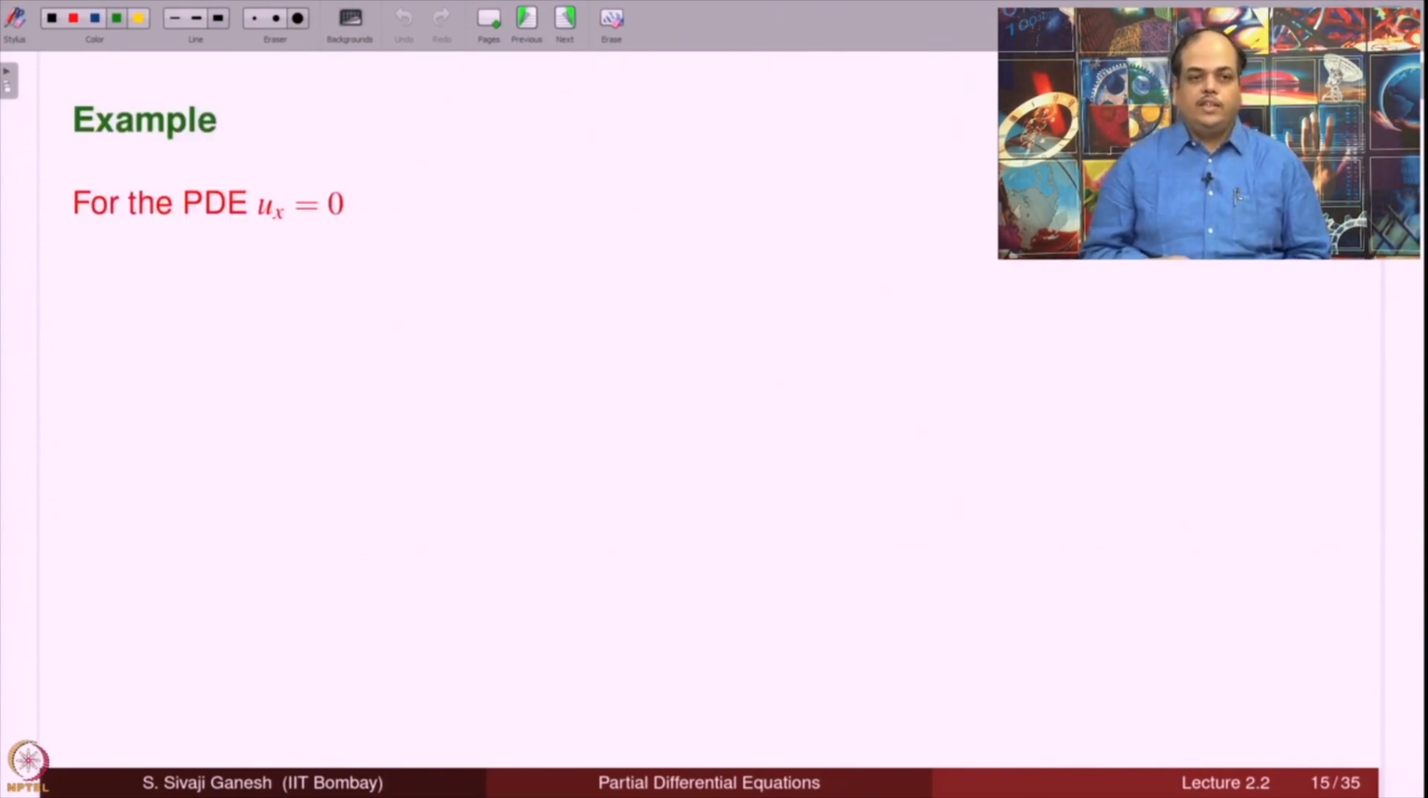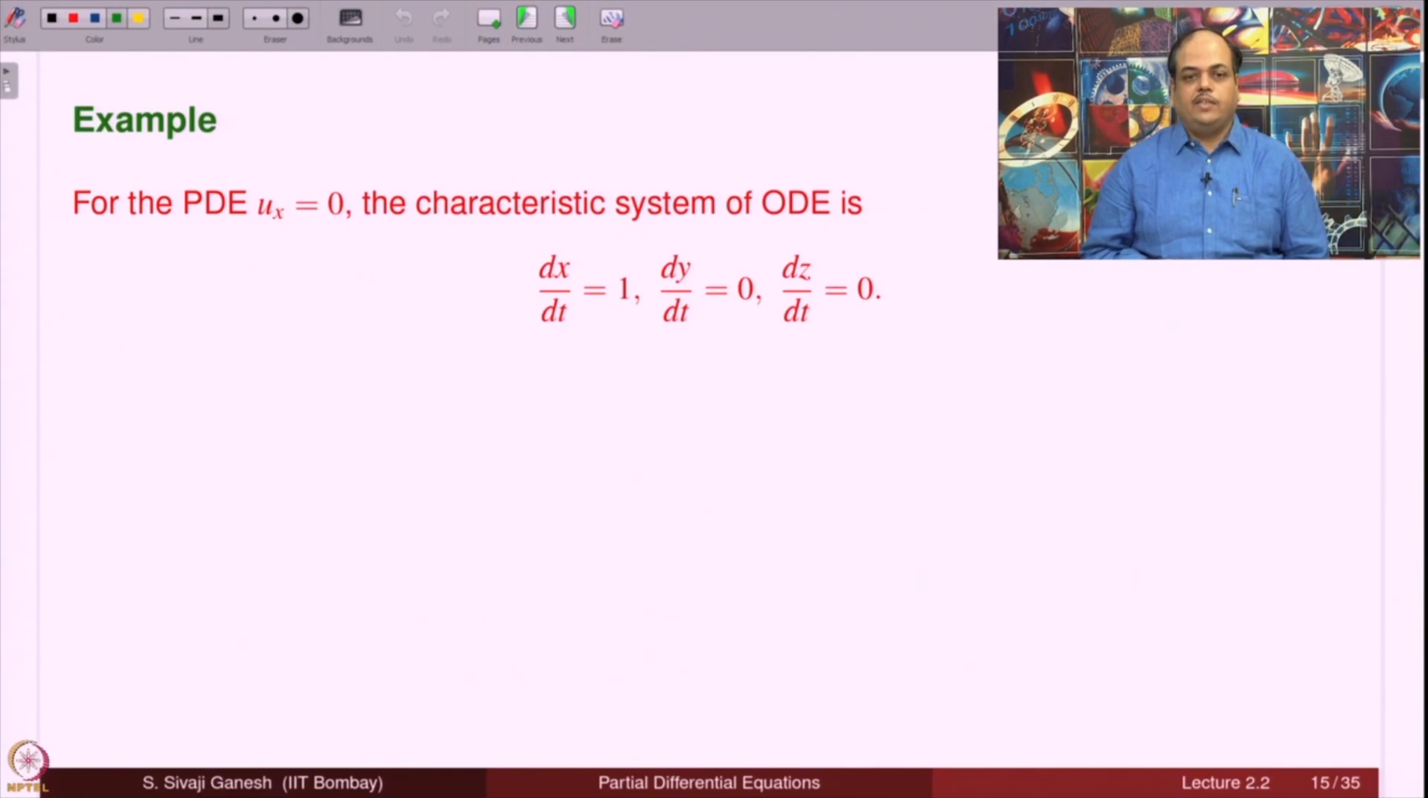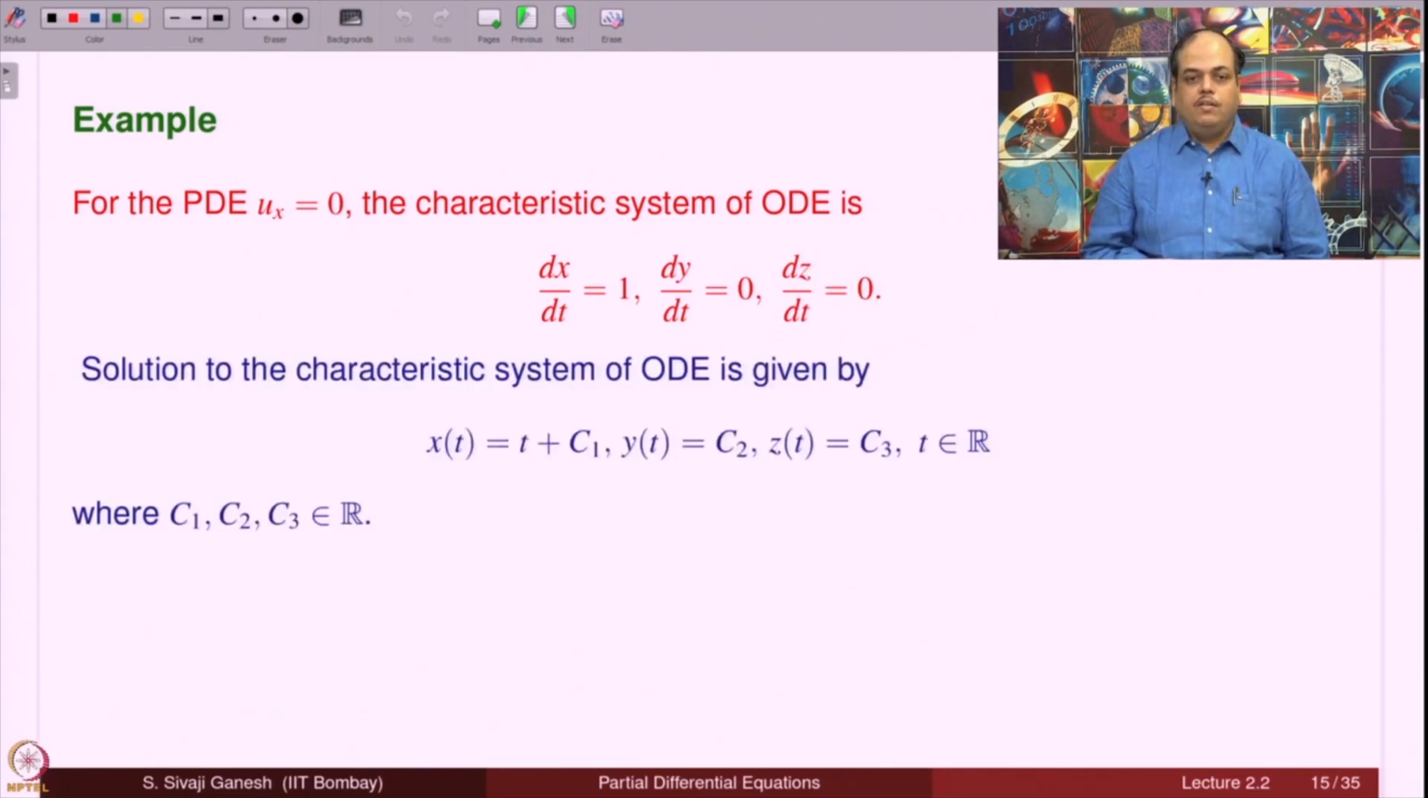Now, let us look at an example. For this PDE u_x equal to 0, very simple PDE, let us say it is a PDE in 2 variables x and y. The characteristic system of ODE is dx by dt equal to A. In this example, A is 1, B is 0 and C is 0, therefore, dy by dt is 0, dz by dt equal to 0. We can integrate them, x of t equal to t plus constant, y of t equal to another constant, z of t equal to another constant, where C1, C2, C3 are real numbers.